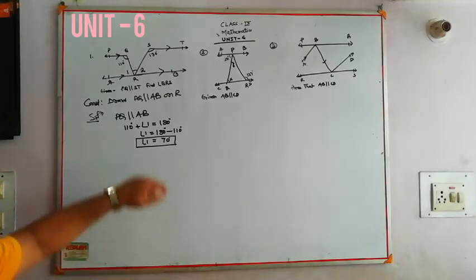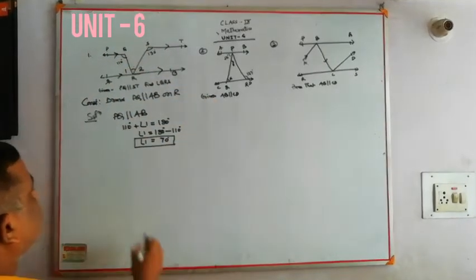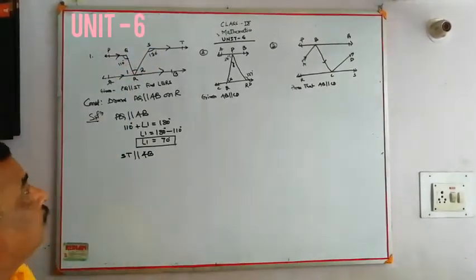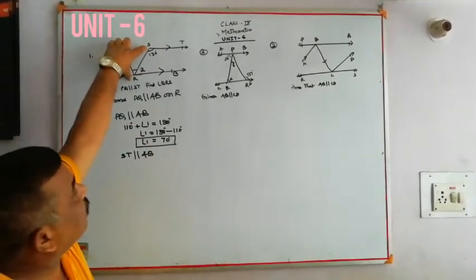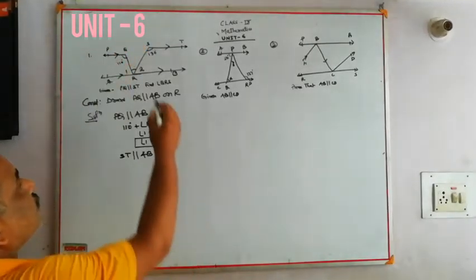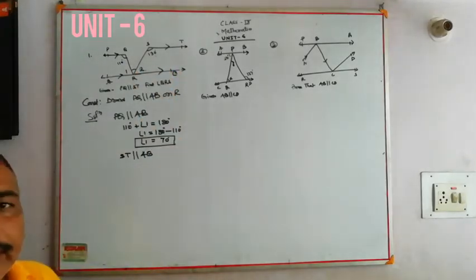Then also, ST and AB are parallel lines. ST is parallel to AB. ST and AB are the parallel lines. Therefore, SR is the transversal line. Therefore, the sum of the angles is what? 180 degrees. That is co-interior angles, or consecutive interior angles.